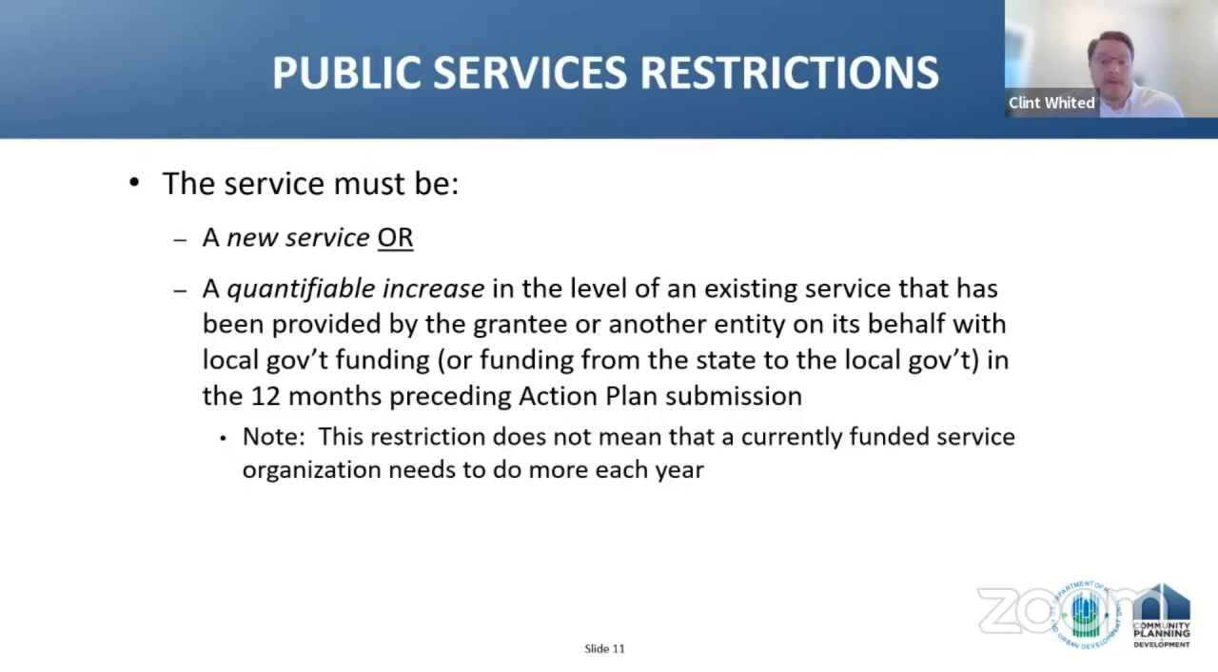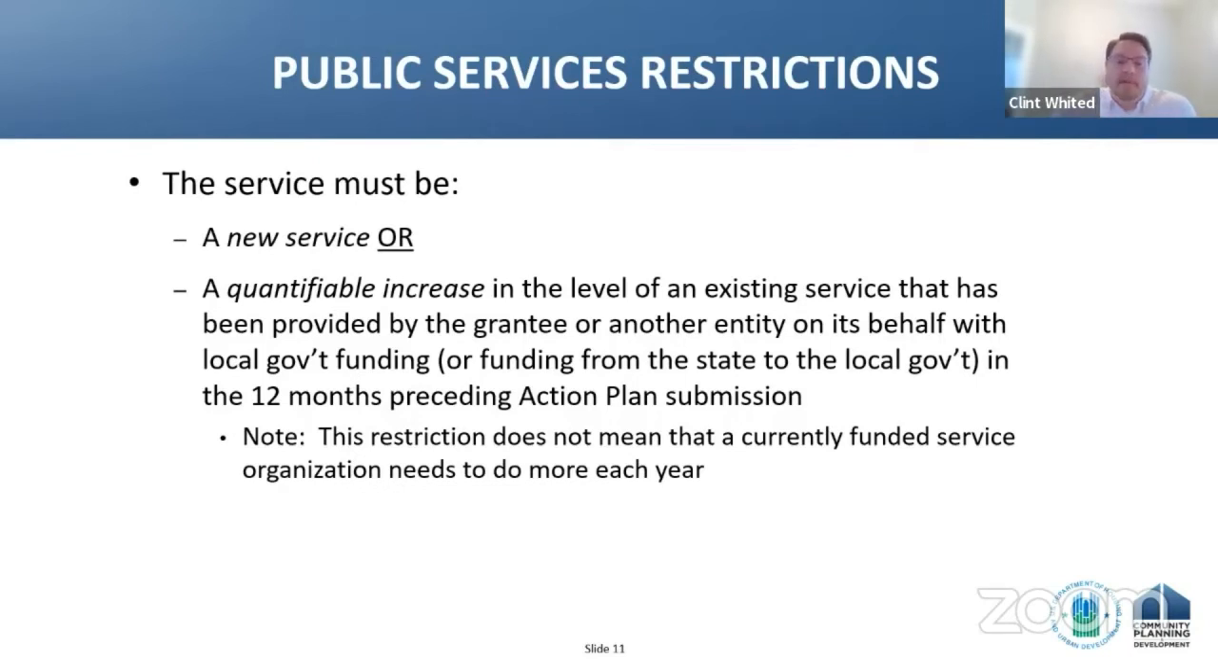A new service is a service that has not been provided by the grantee or another entity on the grantee's behalf with local government funding within the last 12 months preceding your action plan submission to HUD. So that's a new service. An existing service is a service that's been provided by the grantee or another entity on the grantee's behalf using local government funding within the 12 months preceding your action plan submission to HUD.